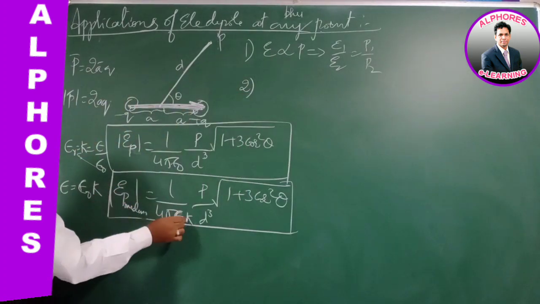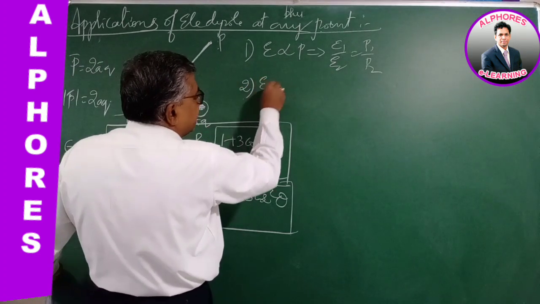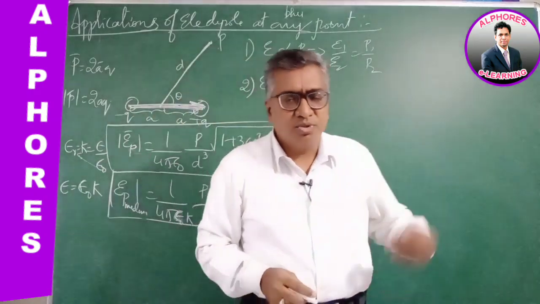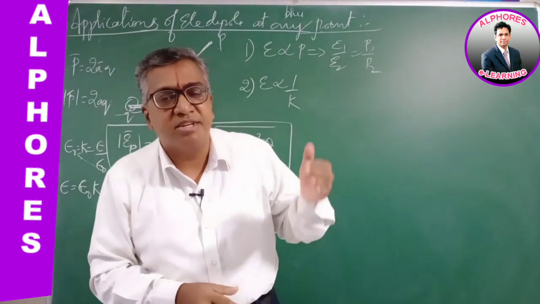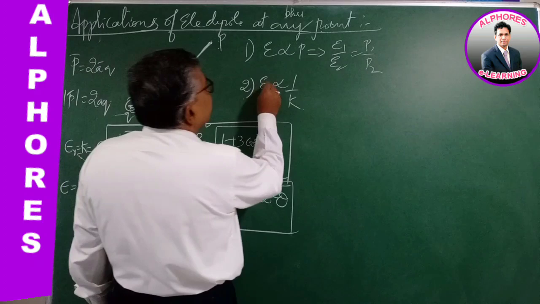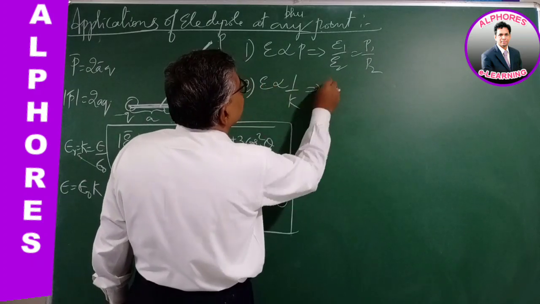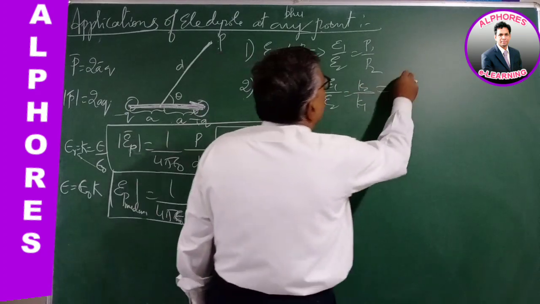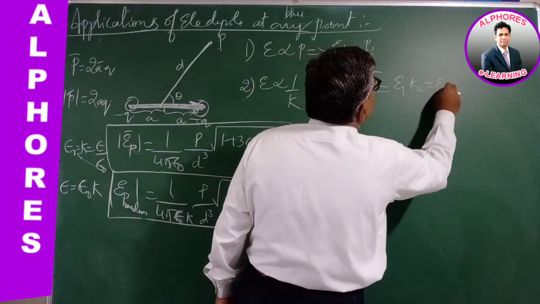Second, E is inversely proportional to the dielectric constant. It is a known thing. The force experienced by any charge due to another in the presence of a medium is always k times less than the force in air. So it decreases k times. It is inversely proportional to k. So E1 by E2 is k2 by k1, or E1 k1 is... E1 k2 is E2 k1.